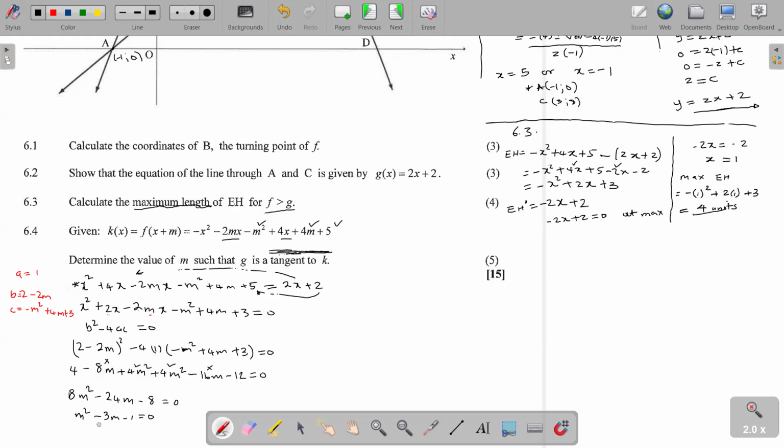Then trying to solve that, we are going to use the quadratic formula.